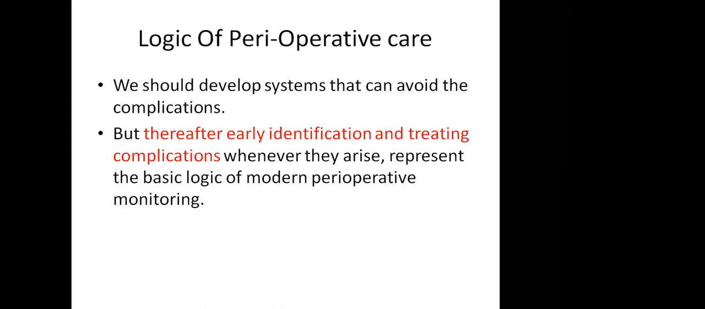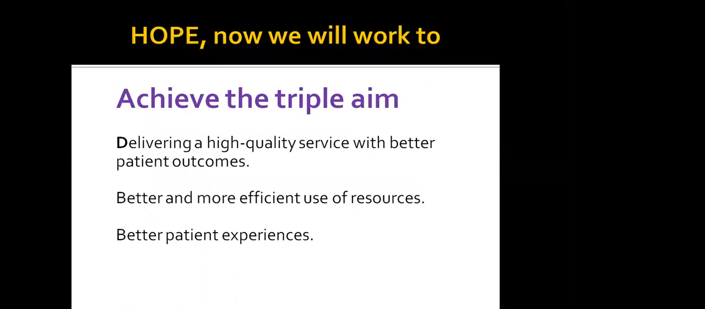So that is the logic of perioperative care: first we should develop a system so that there should be no mistakes, but zero mistakes cannot be achieved. Mistakes do happen if we work. So early identification of mistakes and treating that mistake or complication is the logic of perioperative care. I hope now we will work to achieve the triple aim: delivering high quality service, better patient outcomes, better and more efficient use of available resources, and better patient experience in your hospitals.